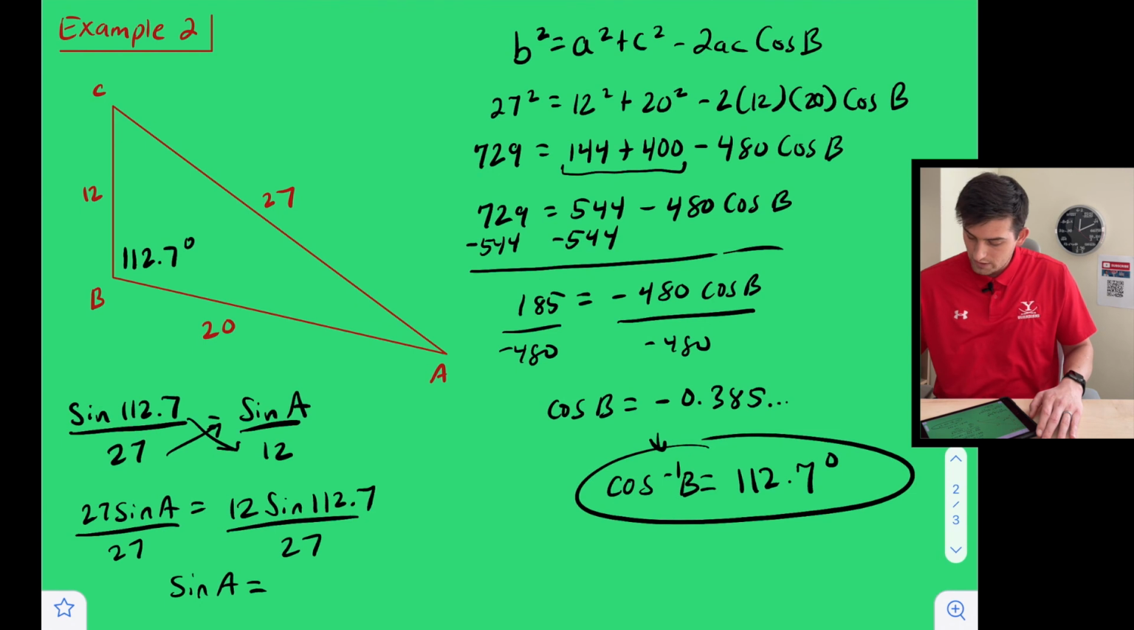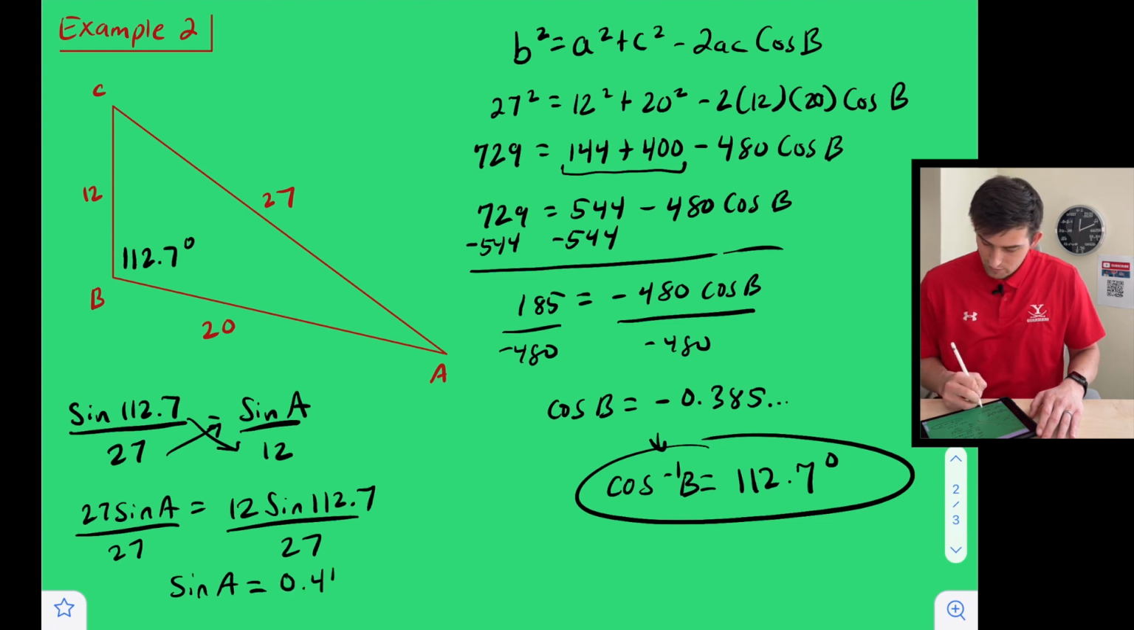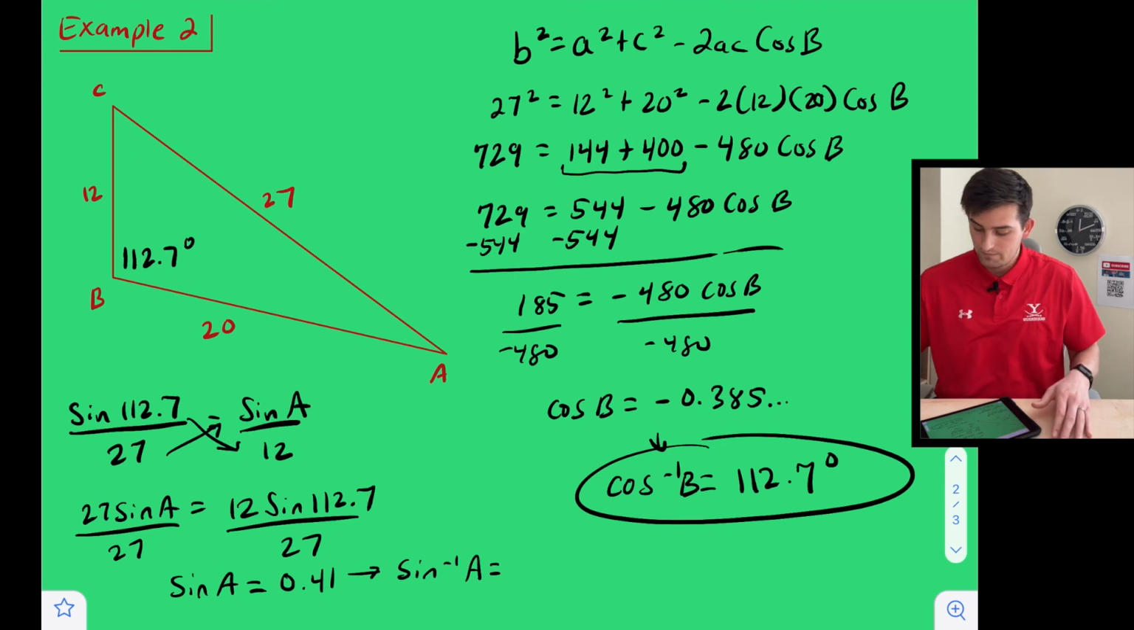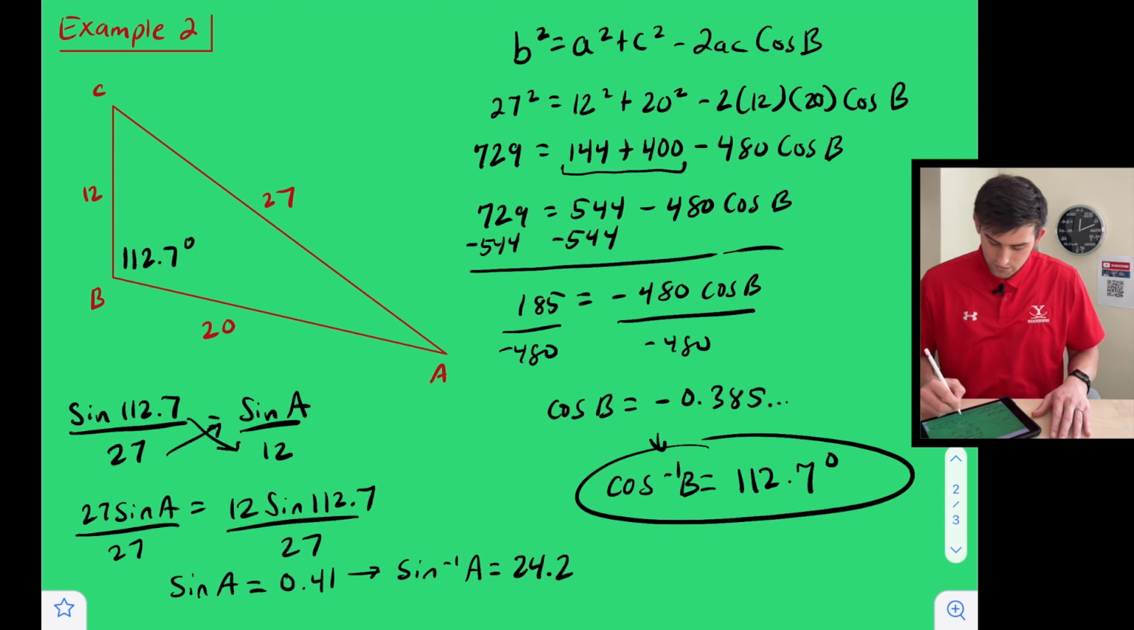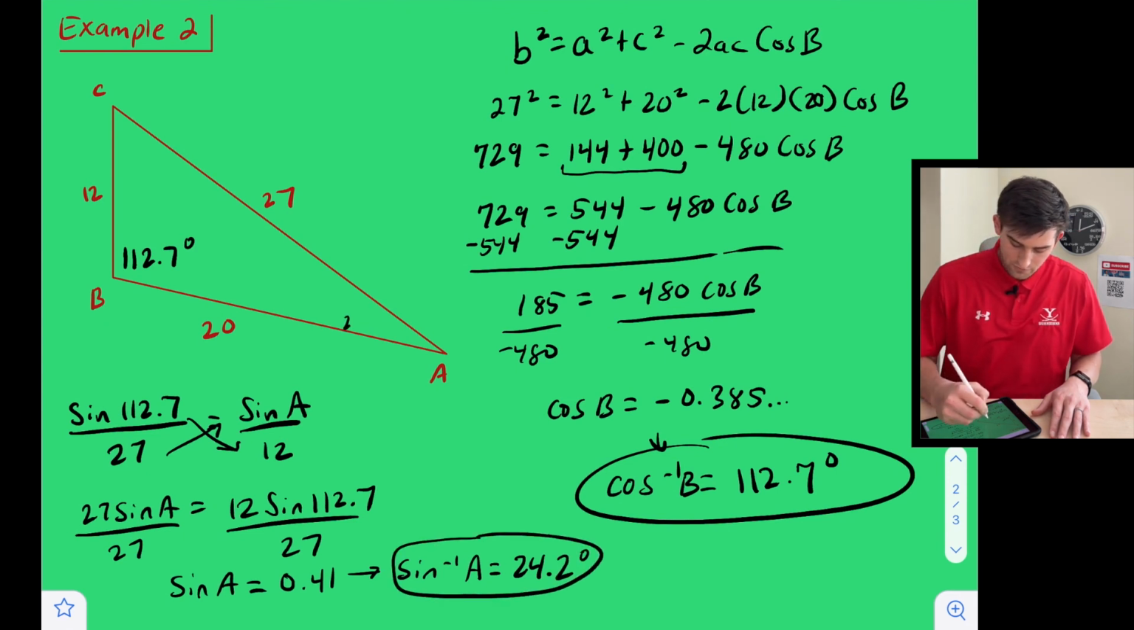So we can do 12 sine 112.7. And now we divide that by 27. And now this is 0.41. And now we want to do the inverse sine so that we can find the angle measure. So second sine, second previous answer, and that gives me 24.2 degrees. So for A we can say 24.2 degrees.